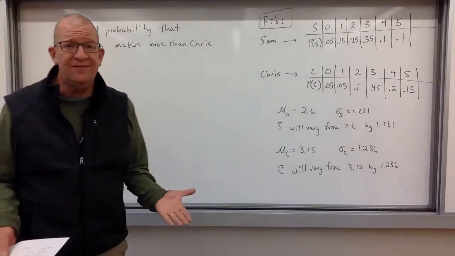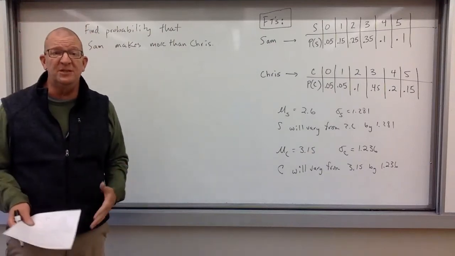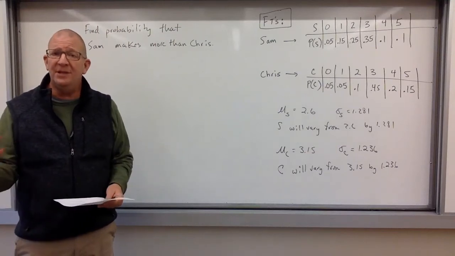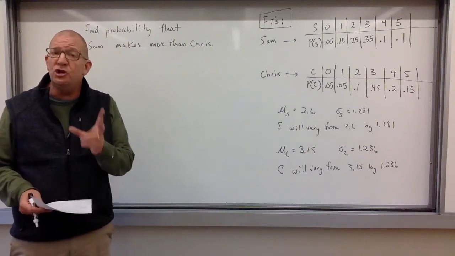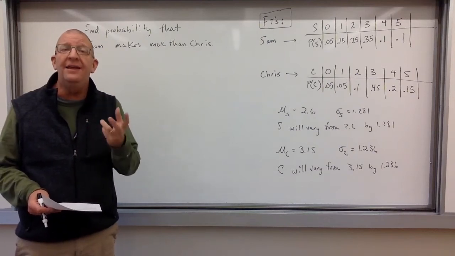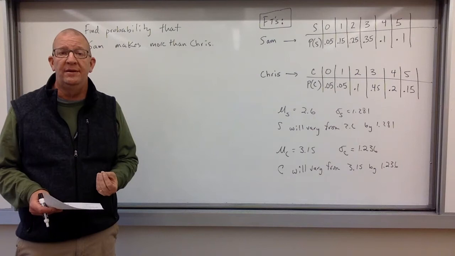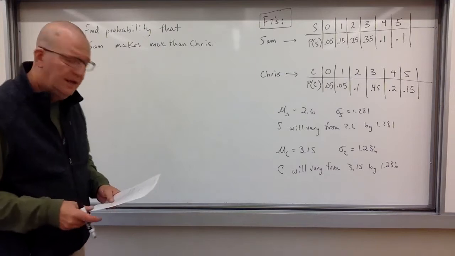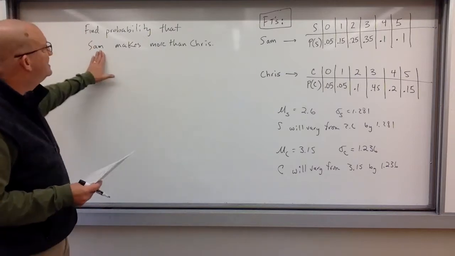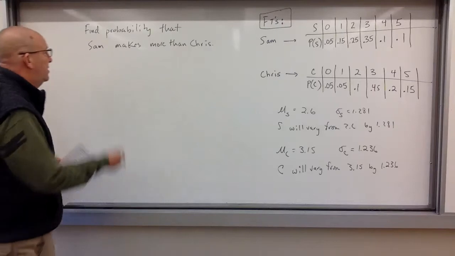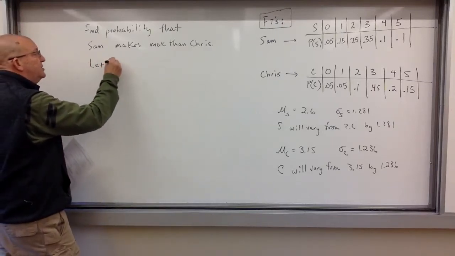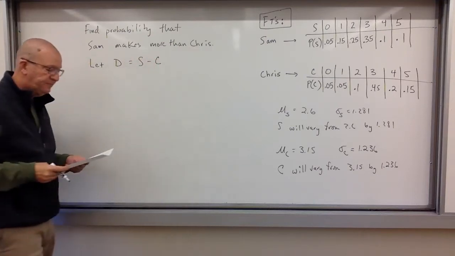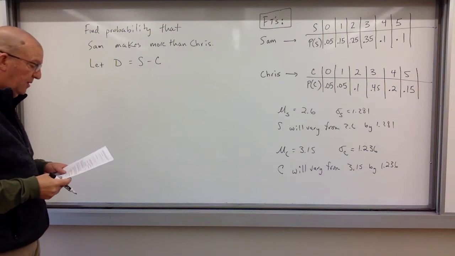And the way we're going to do this is we're actually going to find the sample space for all of this and compute all of the probabilities. Now, it's going to seem a little tedious, but it's going to show us how we can combine these two means and standard deviations. Let's take a look. So we want Sam to make more than Chris. In other words, we're going to let D, the difference, be S minus C. Okay? So, here we go.